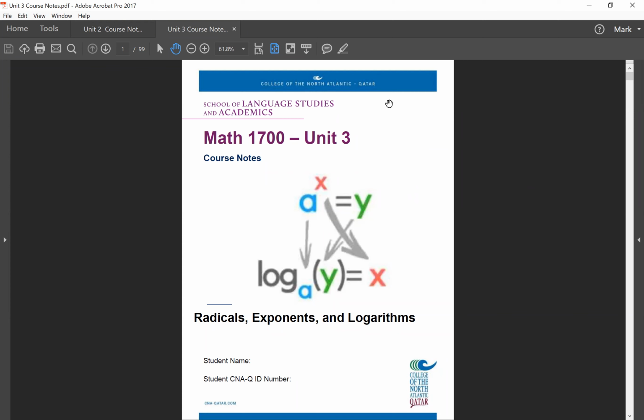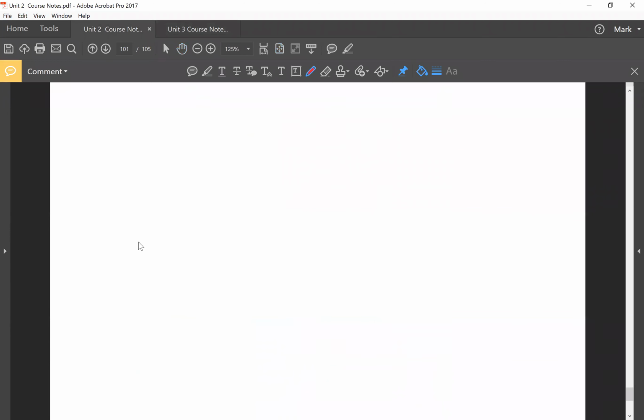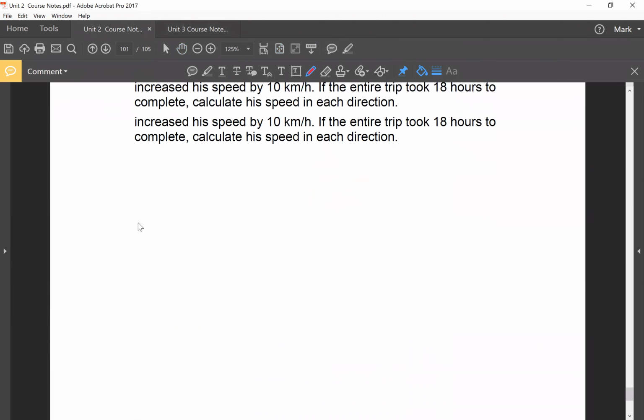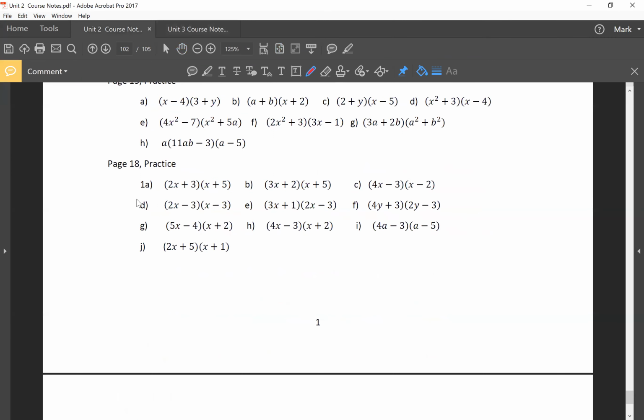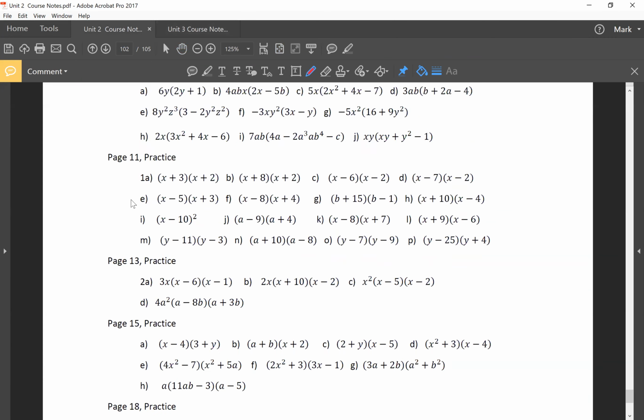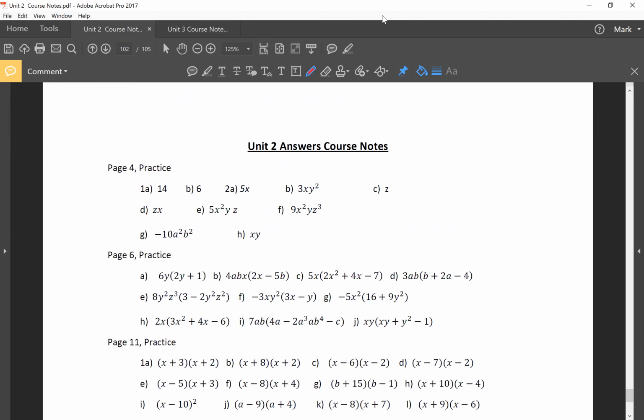Okay, so I have a good question in the chat. It's a private message, so you guys can't see it. It says, can you show us where we can find the Unit 2 answers? Yeah, they're right here at the end of chapter 2. When you get to page 101, or after page 100, the answers are right here.